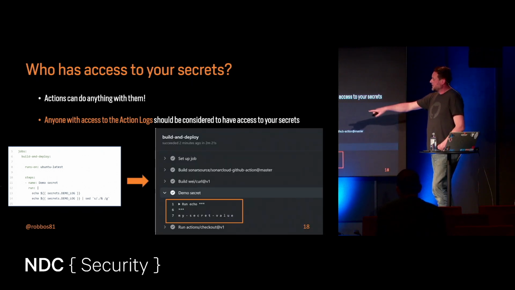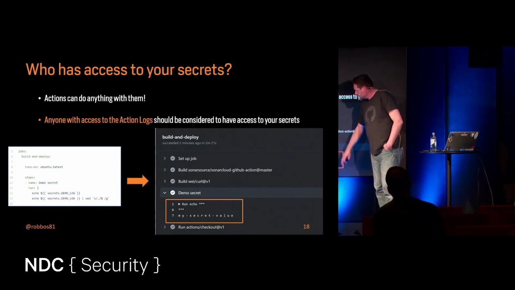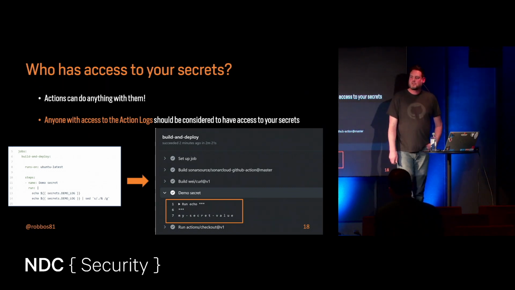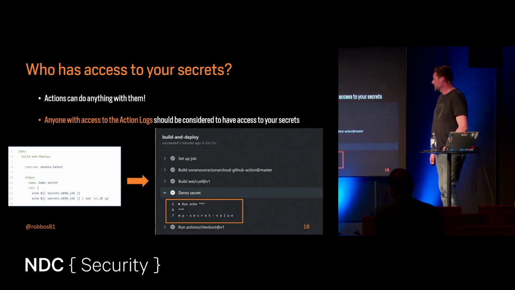What happens when I echo out that value? The first one is actually obfuscated because they've output those stars because the regular expression worked. But if I do something simple like adding a space after each character, the regular expression fails, and now my secret has been leaked into the log file. So be very aware of what you try to do with those secrets.